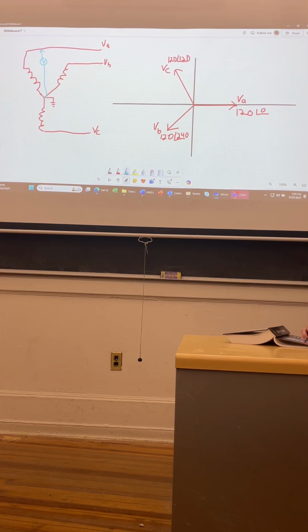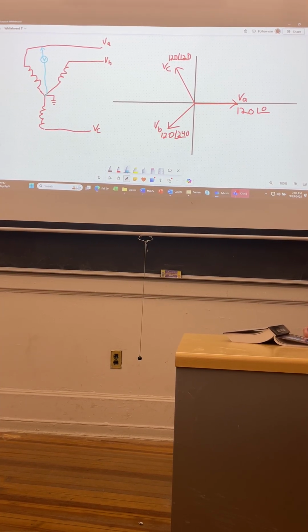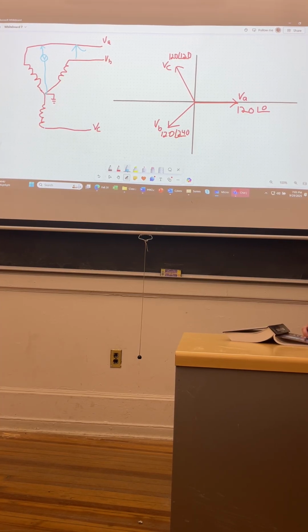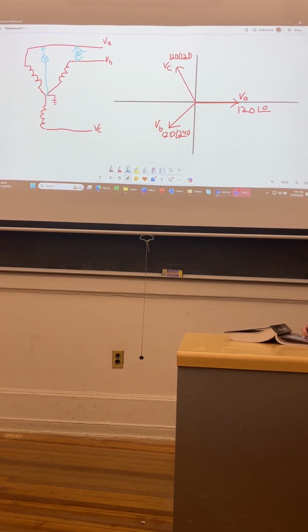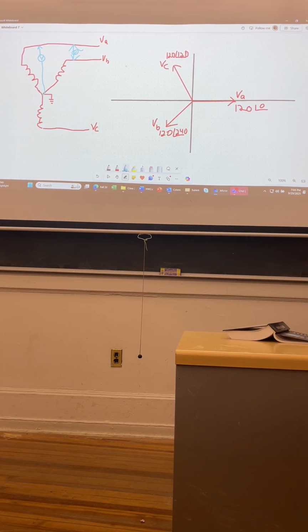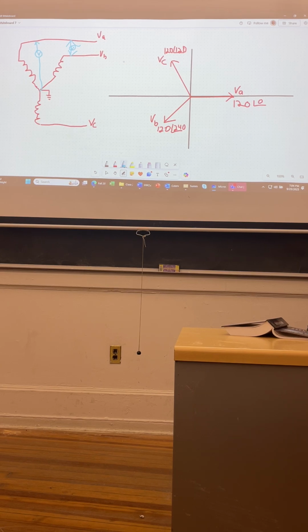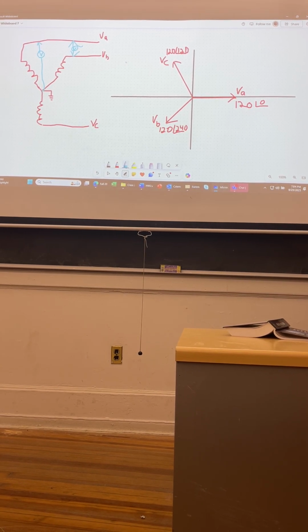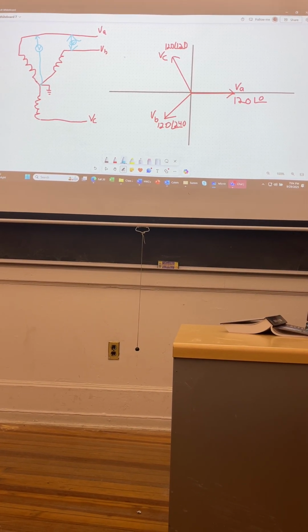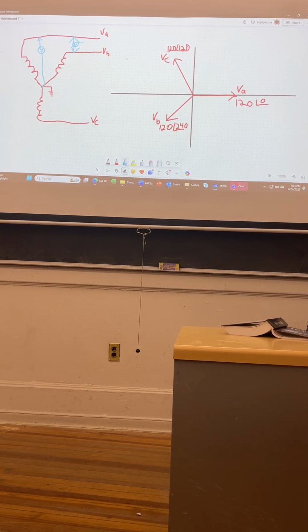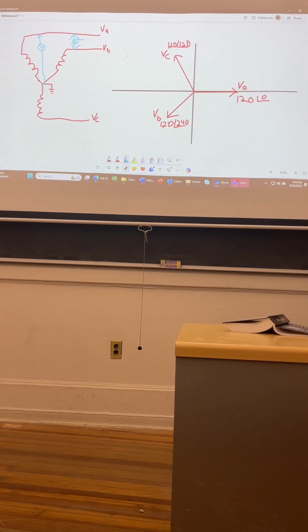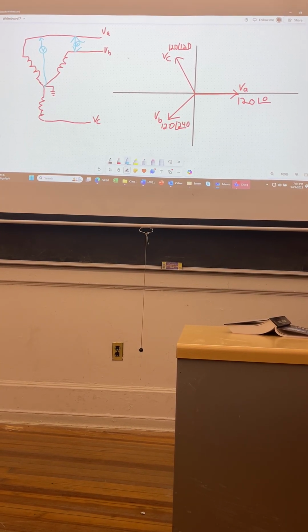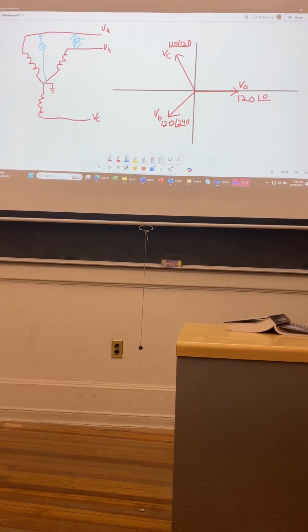Now, what if I took my meter, instead of having it from here to there, from the phase to neutral, what if I take it from phase to phase? What is my meter going to read in that case? What is my meter going to read if I measure from phase to phase, instead of phase to neutral? 208. It's square root of 3 times 120. Right. So do we know why there's a square root of 3 there?